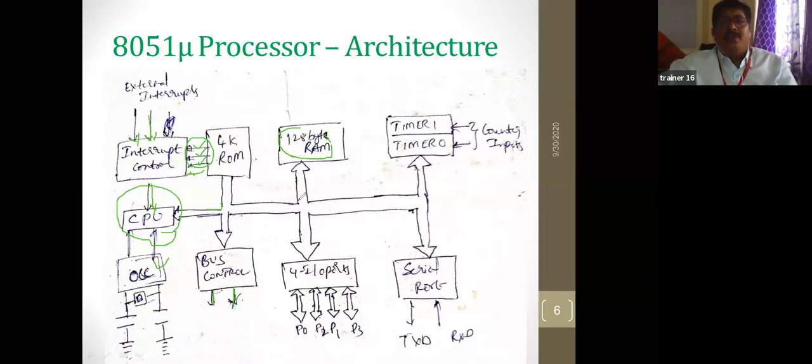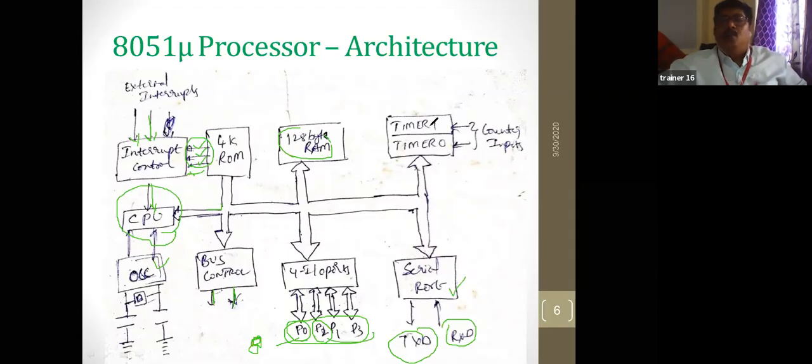And the next, this is the RAM. And for this there are 4 input/output ports. What are those 4 input and output ports? P0, P1, P2, P3. These are the 4 input/output ports. In each one, 8 port lines are there: P0, 8, P1, 8, P2, 8, P3, 8. And these are the serial port, TXD and RXD. One is output, another one is input to the serial port.